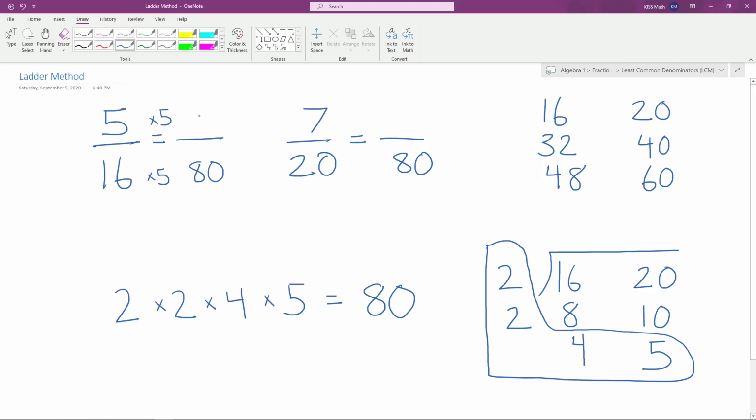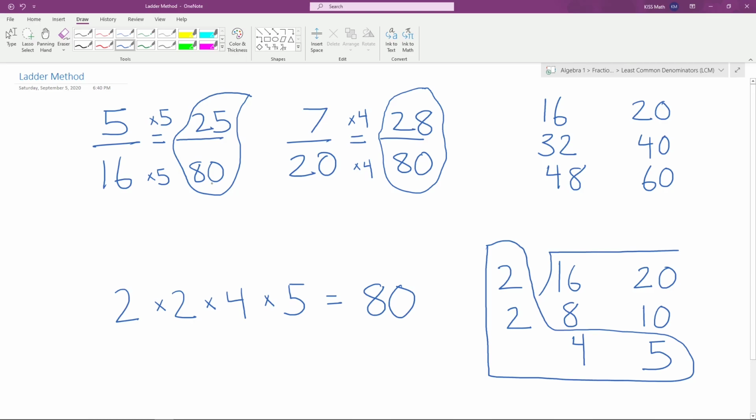So 5 times 5 is 25. And then over here, we have to multiply by 4 to get to 80. And so we do the same thing on top. 7 times 4 is 28. So now the two fractions we're going to be working with would be 25 over 80 and 28 over 80. The value hasn't changed, but we've made it so that they have the same common denominator.